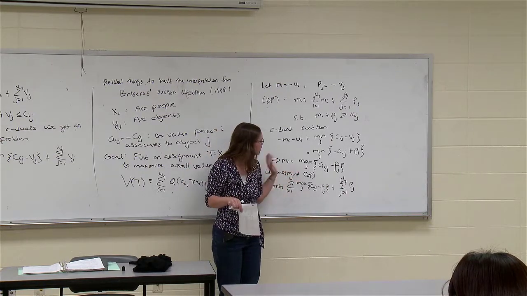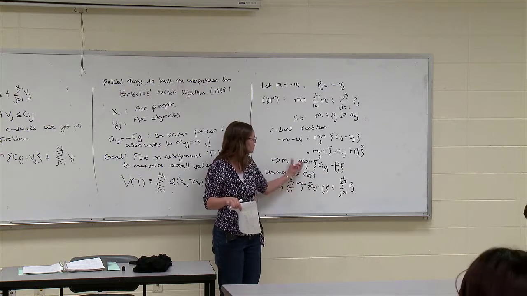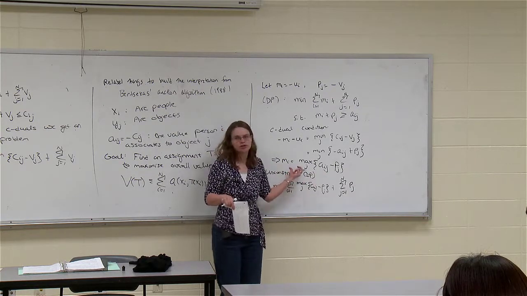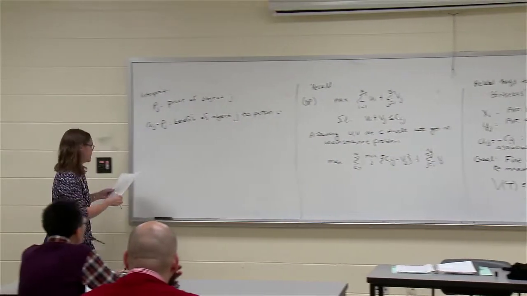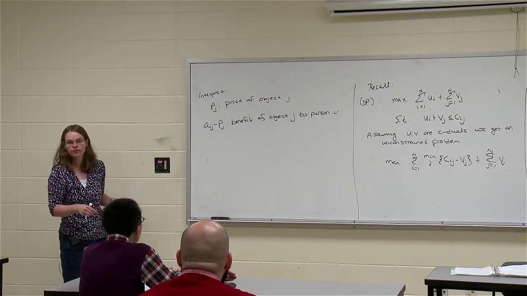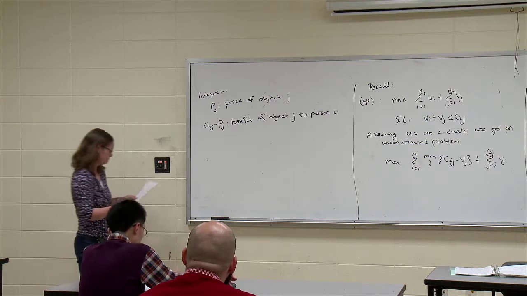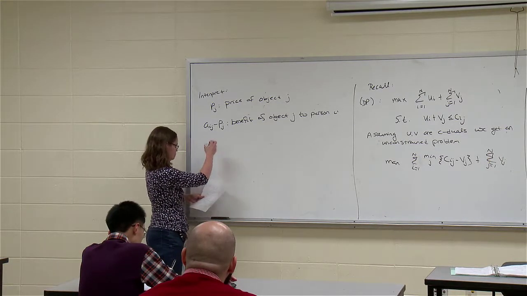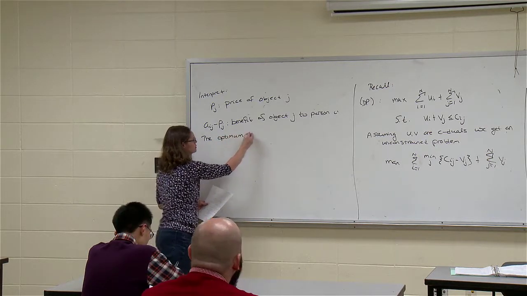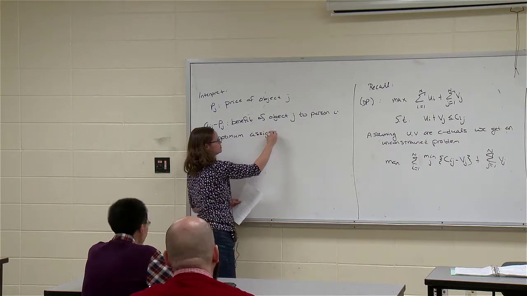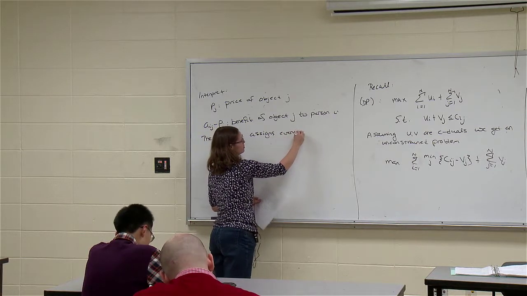So if we know all the m's and know all the j's, we can decide exactly which object person i wants the most, which object he's going to get. And the one he's going to get is the one he wants the most under this pricing scheme. So we can say the optimum of this dual problem assigns everyone the object that benefits him the most.